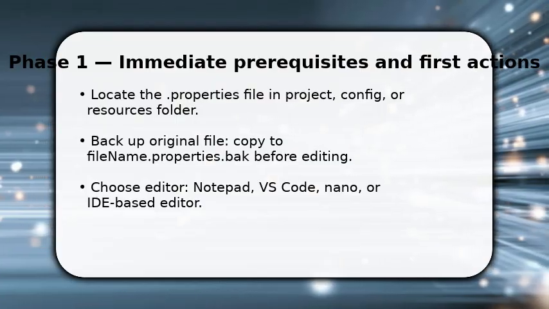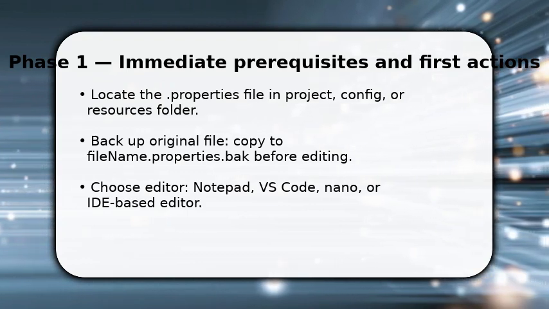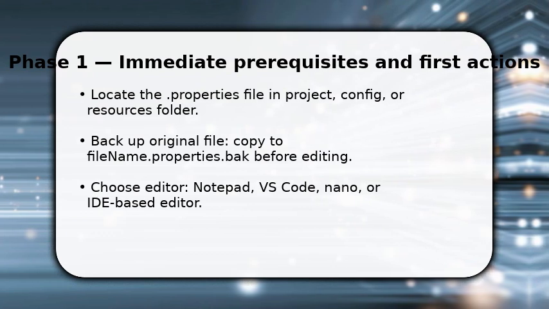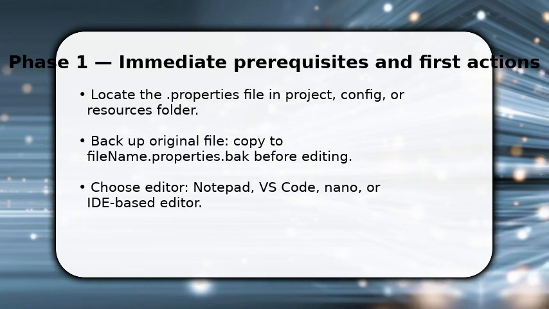You start by confirming prerequisites. You need read/write access and a text editor. Open your project or server directory and find the properties file. Once found, make a backup copy to preserve the original.